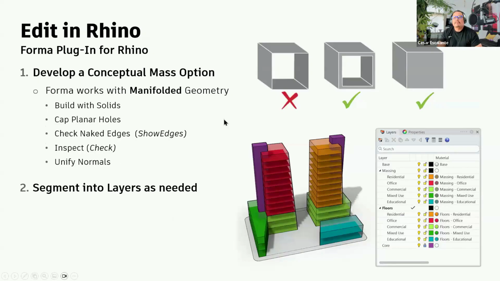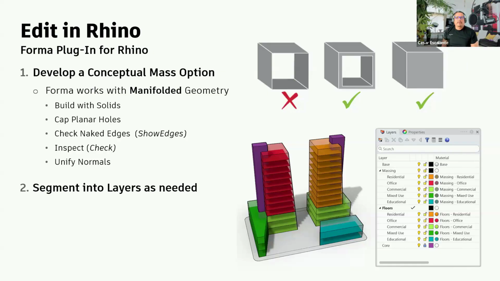Now, the other thing is that I'm going to show you two scenarios here. A scenario where you start the geometry in Rhino, and then you send the Rhino geometry into Forma for further development. And the other scenario is where you start the geometry using 3D Sketch in Forma, and then send the Forma buildings into Rhino. Something really important in Rhino is that Forma only supports watertight manifold geometry.